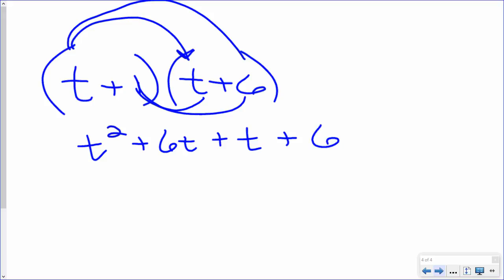The middle two terms can usually be put together. And we have 6t plus 1t, which is 7t plus 6. This is the final answer, guys.